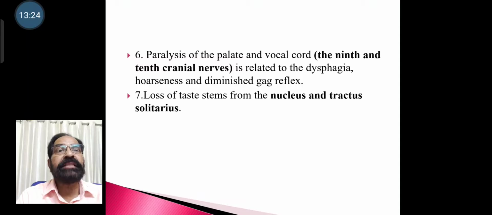There can be paralysis of the 9th and 10th cranial nerves resulting in paralysis of the palate and vocal cord, and it is related with dysphagia, hoarseness and diminished gag reflex. There can be loss of taste that stems from loss of or damage to the nucleus and tractus solitarius.